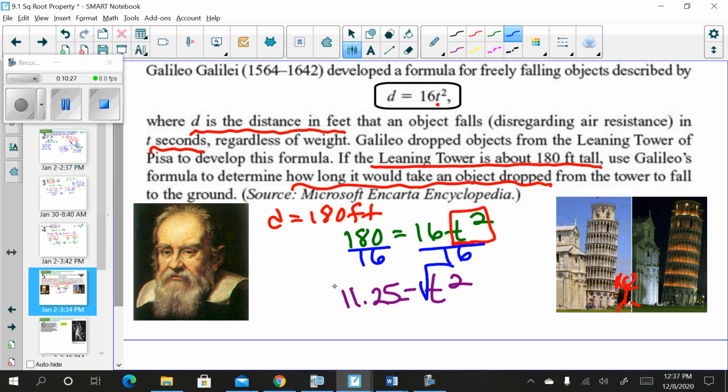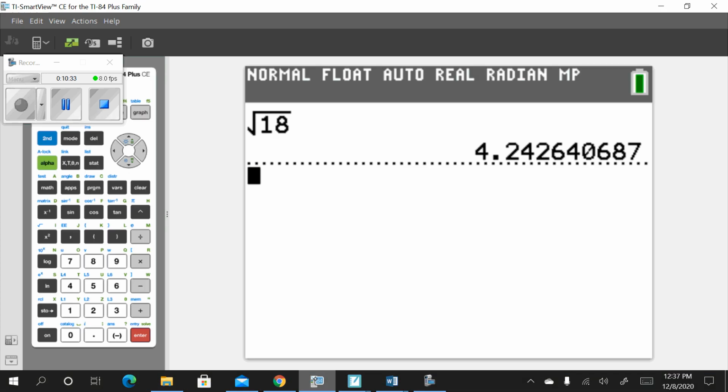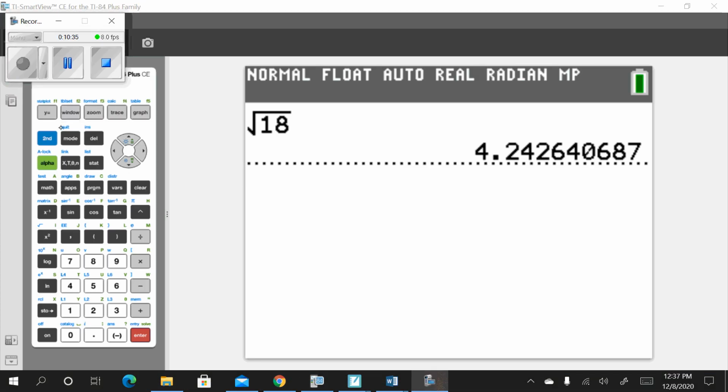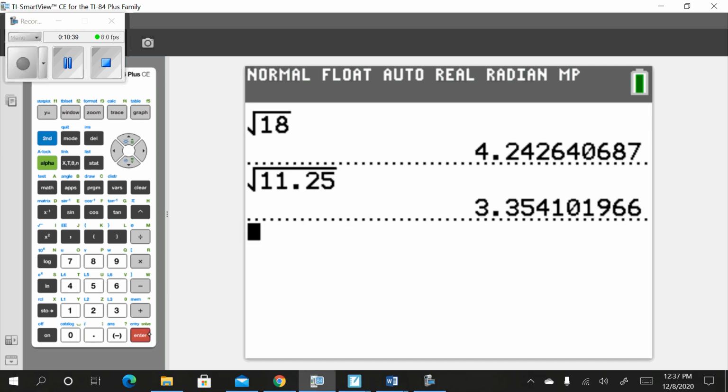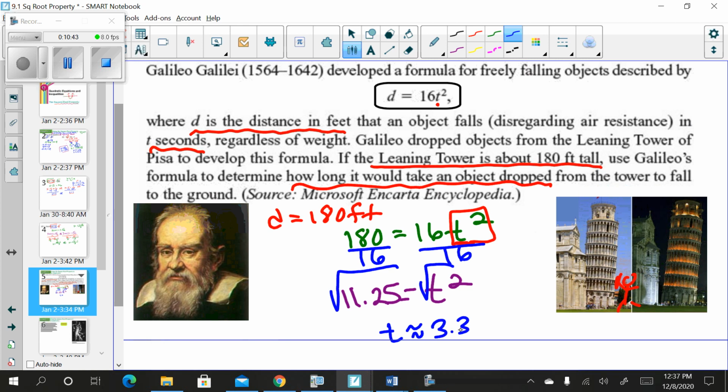So we're going to square root. We're going to get t is approximately, and we're going to take the square root here. Let's go ahead and do that on your calculator. We take the square root of 11.25, and we get 3.35. And what units were we in? Well, that was in seconds, right? T seconds. So it'd take a little bit over 3 seconds for that to fall, that 180 feet.